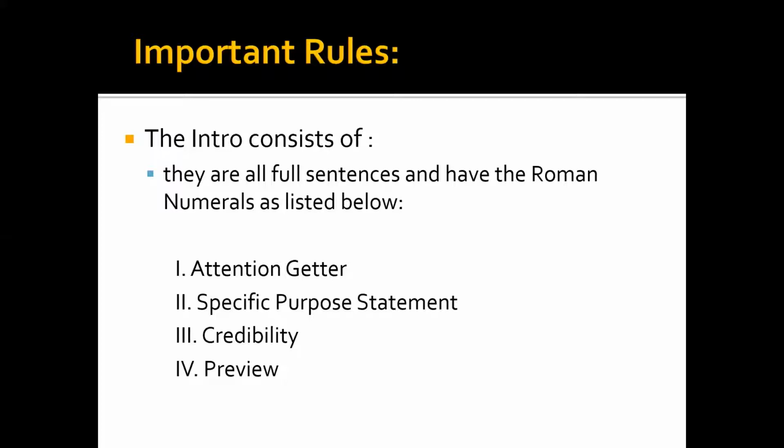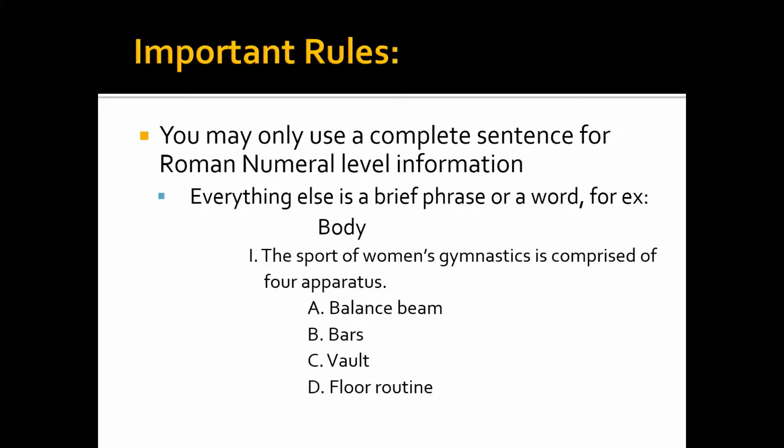Otherwise, everything else on your outline should be one word or a brief phrase, which means no more than 5 or 6 words together. There should be no verbs in that brief phrase. So as I noted, you may only use a complete sentence for the Roman numerals level. Everything else must be a brief phrase or a word.